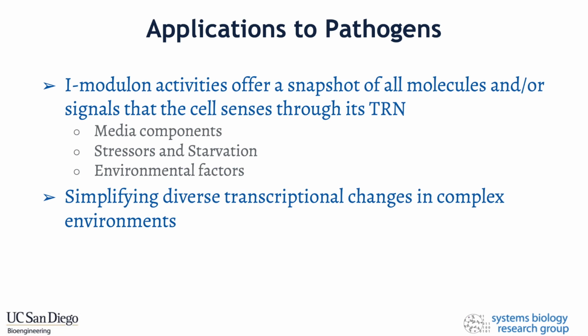So the iModulon activities offer a snapshot of all of the molecules and signals that the cell is able to sense through its TRN. This includes media components, as displayed by FUR, stressors and starvation, as shown by the RPOS iModulon, and other environmental factors, as we discussed with EVGA. This simplifies diverse transcriptional changes in complex environments to simple changes in regulator activities.